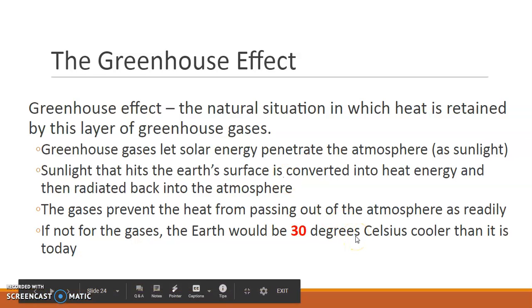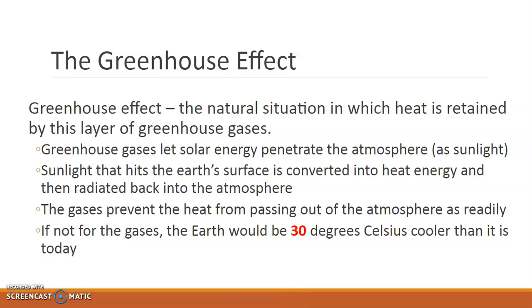The greenhouse effect is when we have heat retained by this layer of greenhouse gases. Basically, sunlight hits the surface of the Earth, is converted to heat energy, and when it radiates out into the atmosphere, the gases prevent the heat from passing out as quickly. So if not for the gas, Earth would be 30 degrees cooler than it is today.